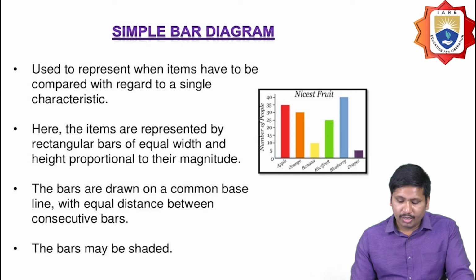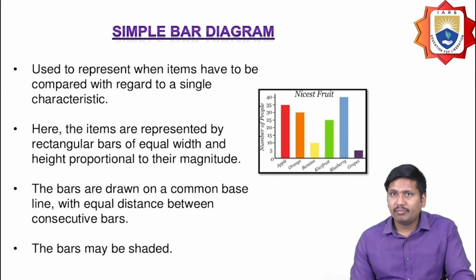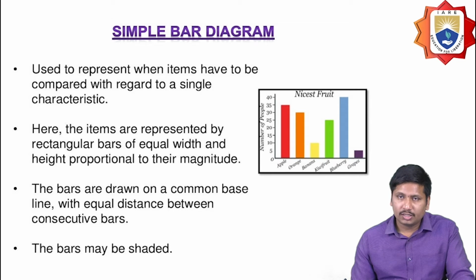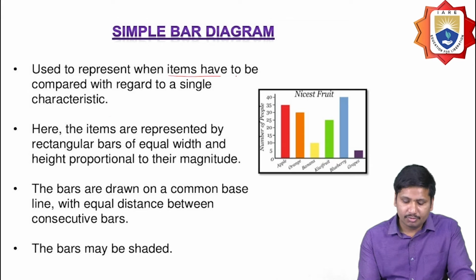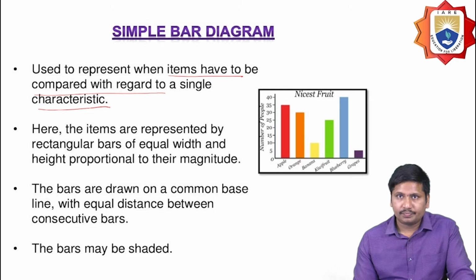So let me take the simple bar. This bar diagram is divided into different categories: simple bar, composite bar, multiple bar, like this. So let's see how to construct this simple bar diagram. This bar diagram is used when items have to be compared with regard to a single characteristic.